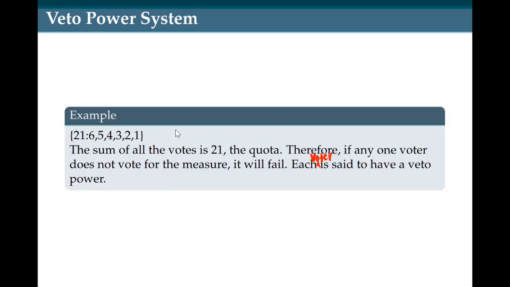A voter has veto power whenever a measure cannot be passed without that voter's vote. If at least one voter in a voting system has veto power, then the system is a veto power system.